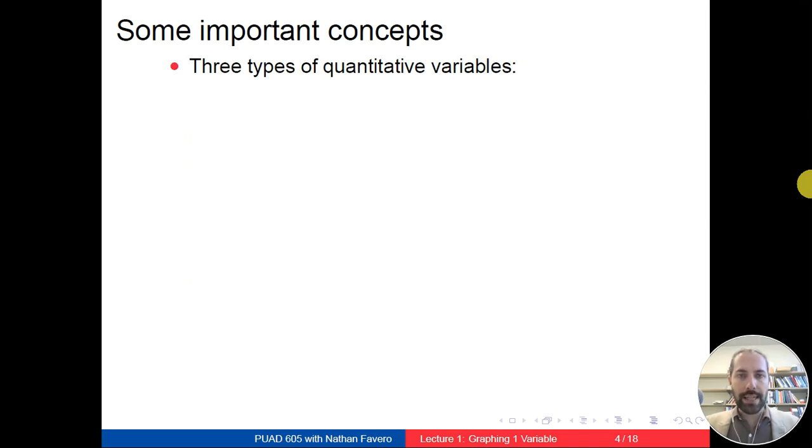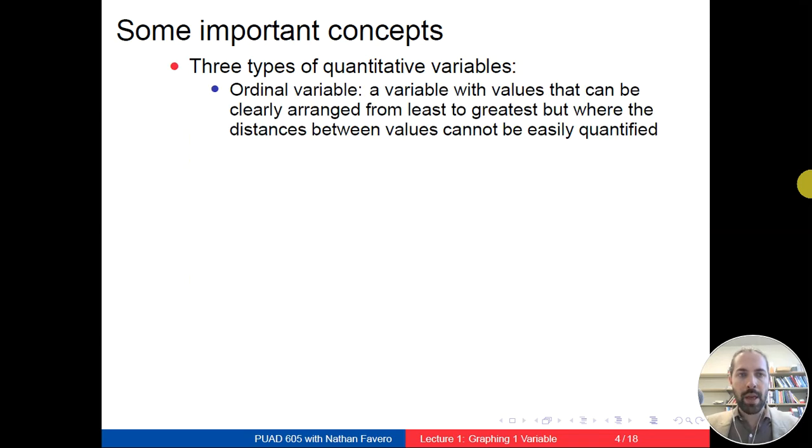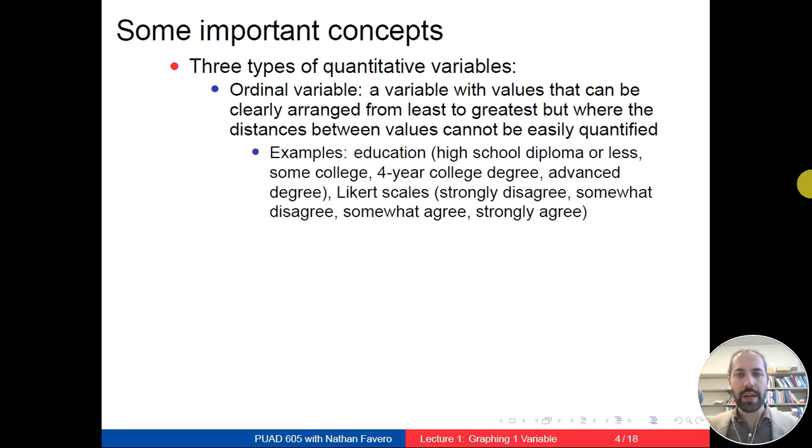So within quantitative, we actually want to subdivide quantitative variables into a few different types. One of these types is called an ordinal variable. It's a variable with values that can be clearly arranged from least to greatest, but where the distance between the values can't easily be quantified. It's a bit of a technical definition, but again, some examples are going to help.